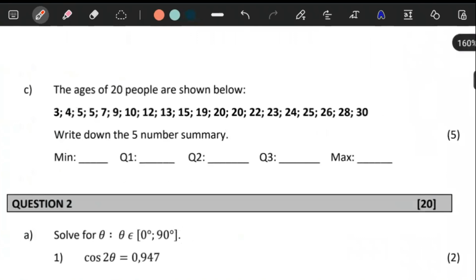Moving on, question number C. It says the ages of 20 people are shown below. Fortunately, this is already from minimum to maximum. Nice. And then we have to put the 5 number summary. Not so bad. Maximum is 30, minimum is 15. So this is 20 people, right? So already what we do know is the middle, which is Q2. We can say 1, 2, 3, 4, 5, 6, 7, 8, 9, 10. So this is the middle.